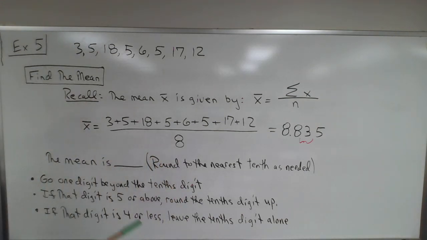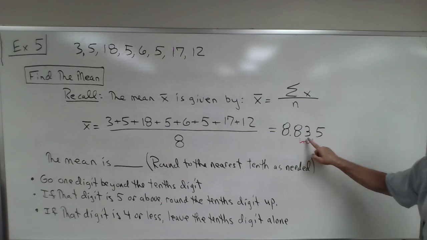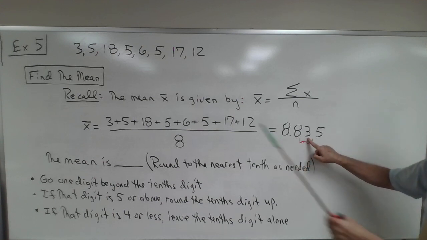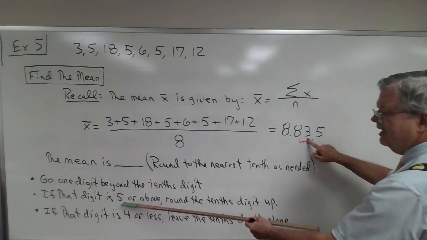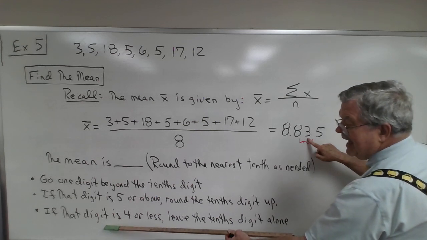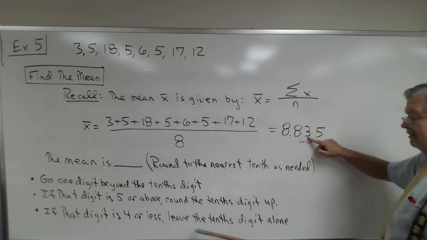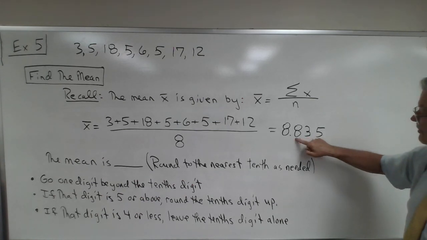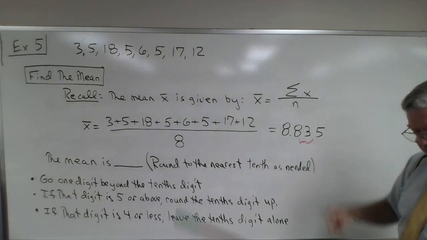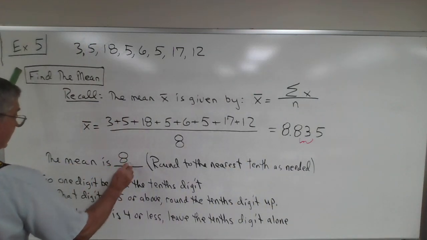Well, we follow the directions. Go one digit beyond the 10th digit. Here's the 10th digit, 8. Go one digit beyond. If that digit is 5 or above, well, it's not 5 or above. So we'll go to the next point. If that digit is 4 or less, and yup, this digit is 4 or less, leave the 10th digit alone. So we just leave this digit alone, and in that case, our answer would be 8.8.